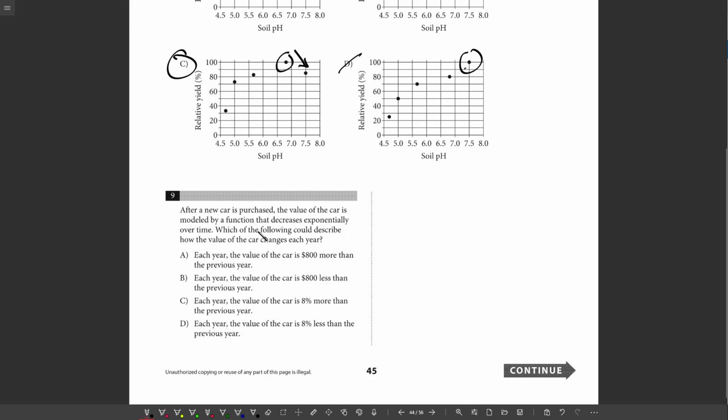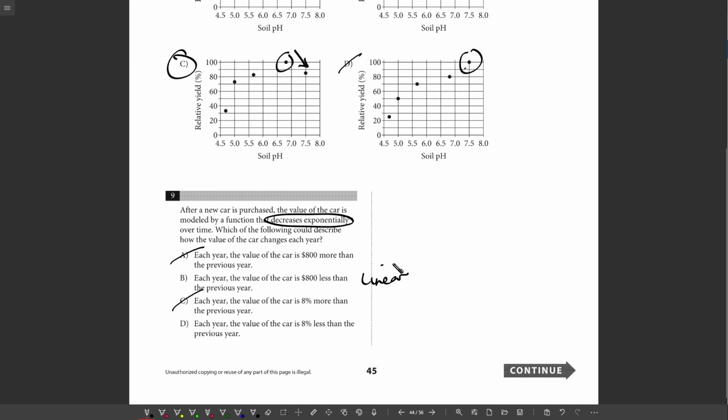9, what describes the value change of the car each year, given that it's decreasing exponentially, which means it's going to be decreasing by a percent or fraction of its current value each year, rather than by a constant amount. So right away, A and C are out because we want decrease, not increase. B is an example of a linear decrease because it's going down by 800.